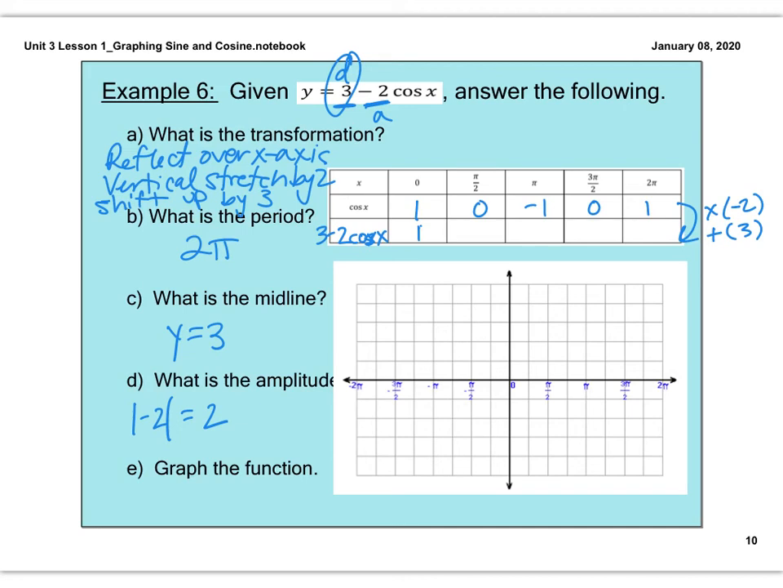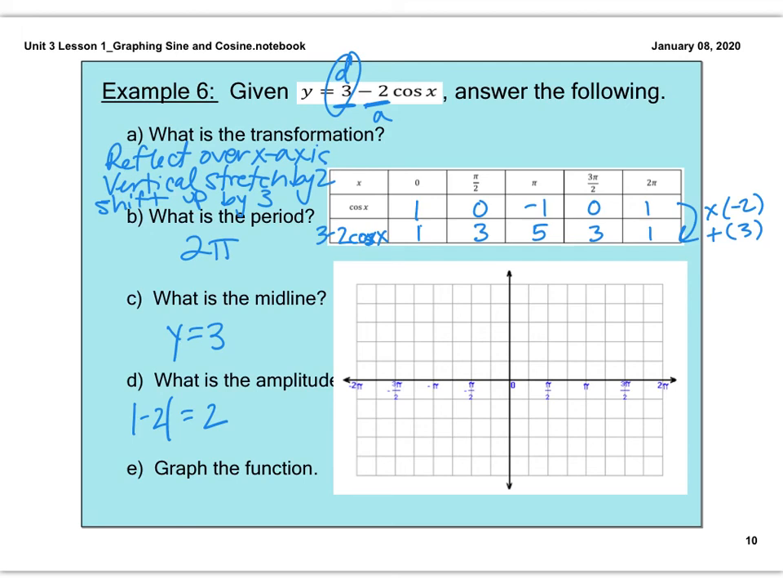0 times -2 is still 0, and then add 3. -1 times -2 is 2, and then add 3. You get 5. 0 times -2 is 0, add 3. And 1 times -2 is -2, add 3, you get 1. So you can see our values are going to range from 1 to 5.